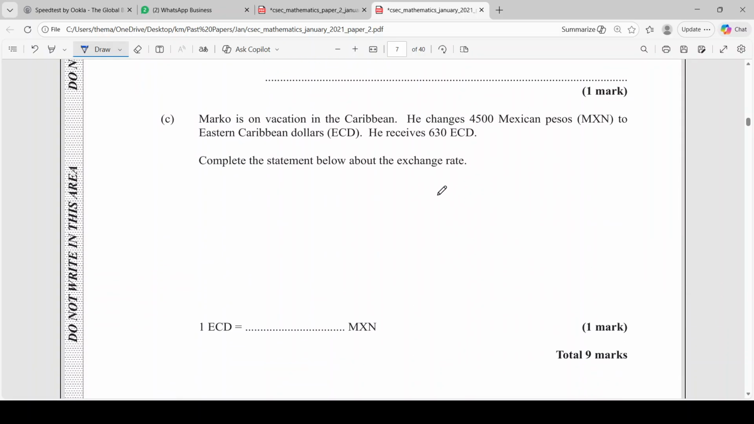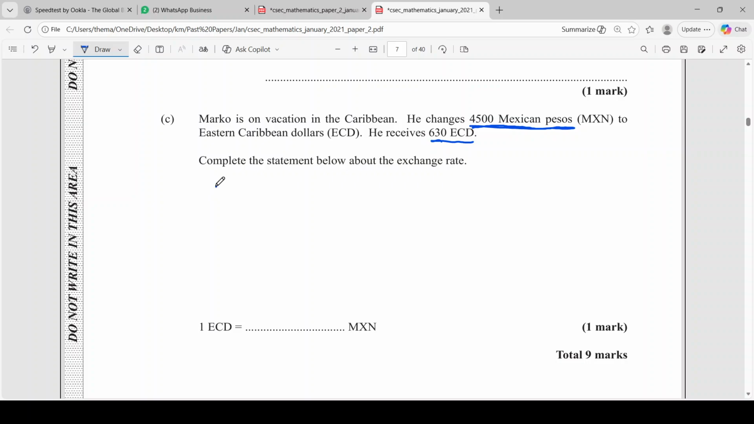Right, last question here. Marco is on a vacation in the Caribbean. He changes 4,500 Mexican pesos to Eastern Caribbean dollars. He receives 630 ECD. Complete the statement below about the exchange rate. 1 ECD is how many Mexican pesos? Right, so they're asking for the 1 ECD on this side. So therefore, we're going to lay out our question with the ECD on the left-hand side as well, right?